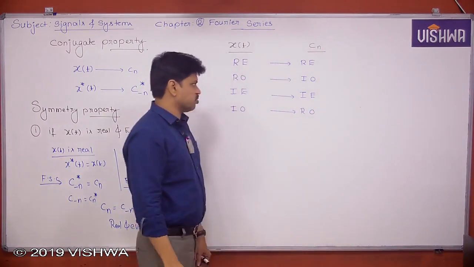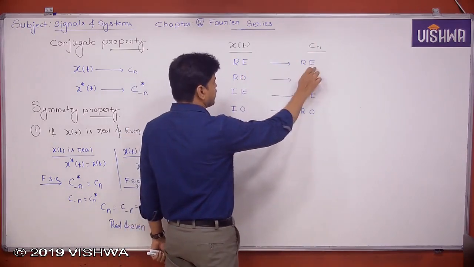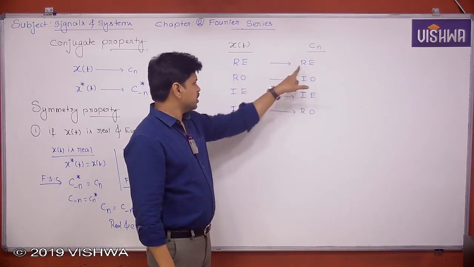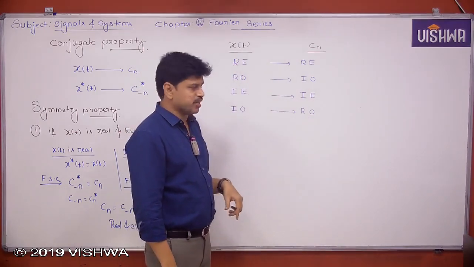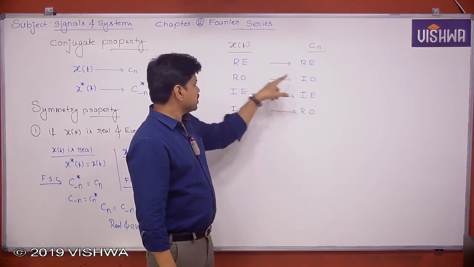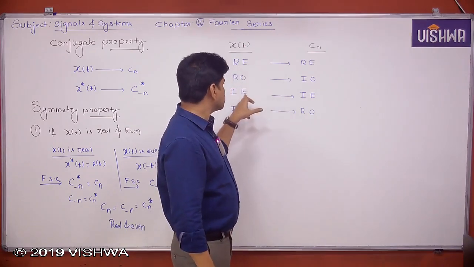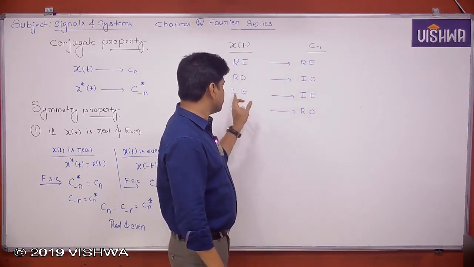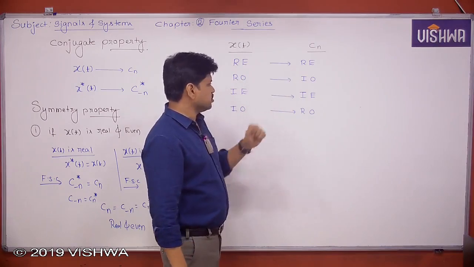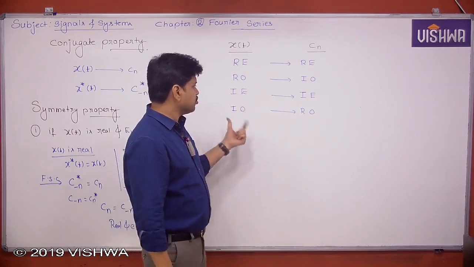So these are the properties you have to remember, and it is easy to remember. Whenever it is even, the property does not change: real even stays real even, imaginary even stays imaginary even. But if it is odd, real becomes imaginary and imaginary becomes real. So if you know the nature of x of t, you can directly say the nature of Cn by remembering this table.